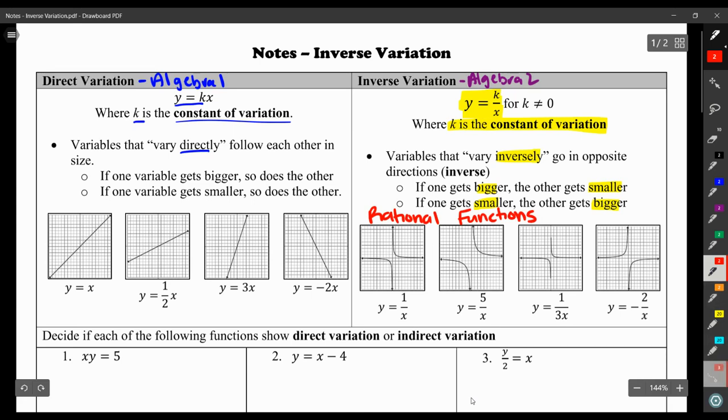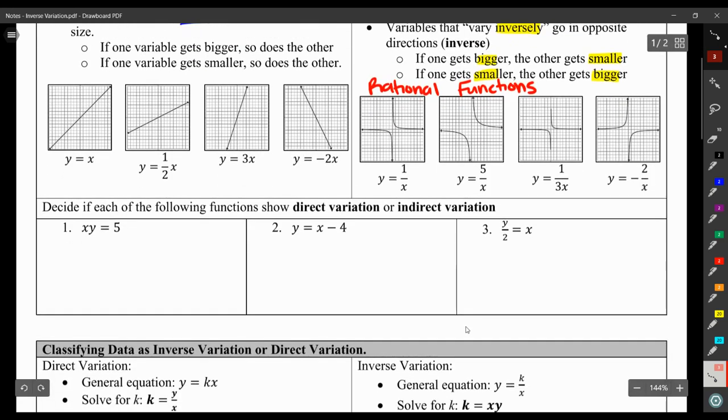Rational just means a fraction, and the x is in the denominator. That's what creates a rational function, having the x in the denominator. So we're going to decide if each of these equations represents direct variation or indirect variation, which is also called inverse.